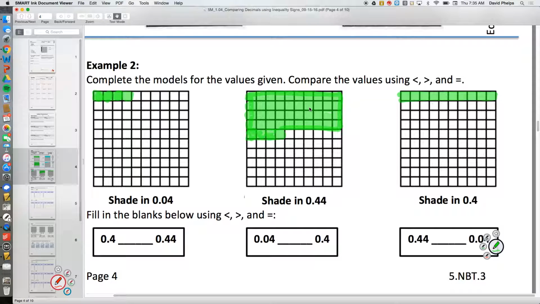Count to yourself. How many hundredths did we shade in to make 1/10? If you said 10 hundredths are in 1/10, you're correct. Well, I need 0 and 4/10. So let's shade another tenth. This would be 2/10. Another row would be 3/10. And another row would be 4/10.